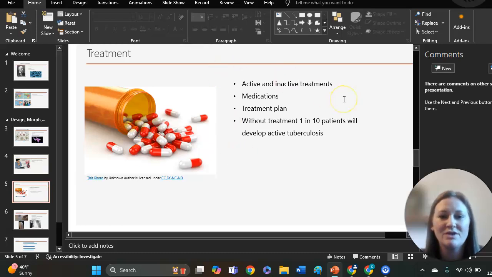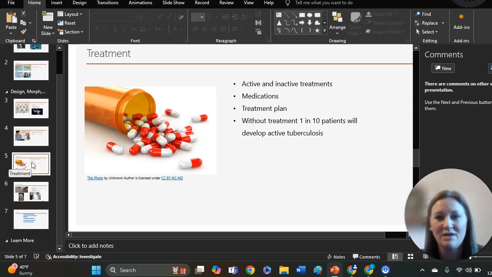So, like I've kind of mentioned a little bit, there's active and inactive tuberculosis. So, both of them need treated, and the only treatment for those is medication. So, you need to get a positive tuberculosis test, and you can get a positive if you're active or inactive, and then you need to work with your doctor and get a treatment plan. Without treatment, 1 in 10 patients will develop active tuberculosis. So that's pretty high.